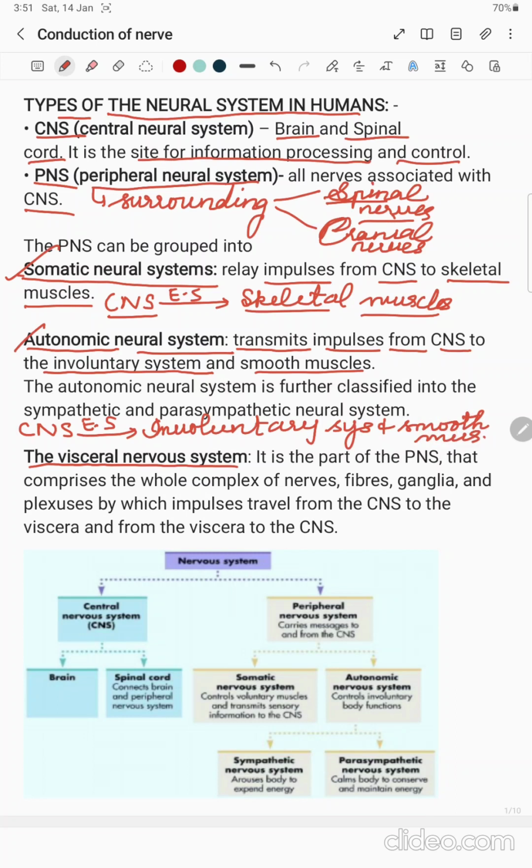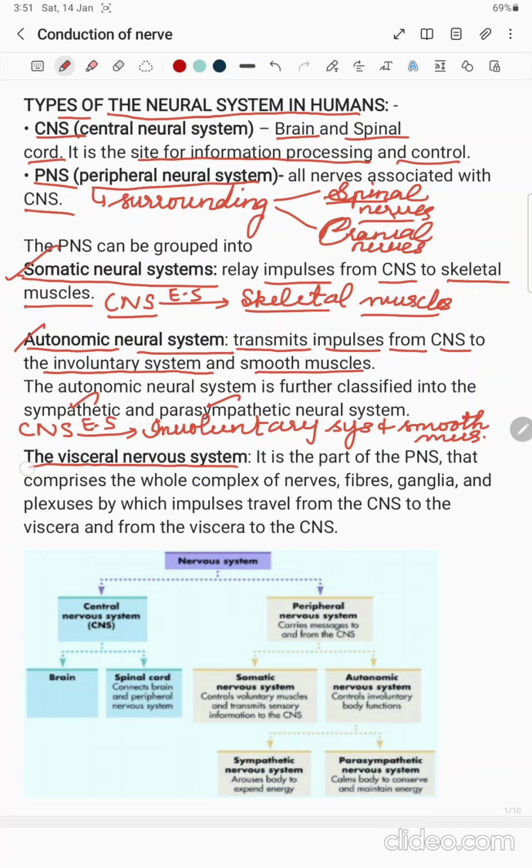Now this autonomic neural system has been classified into two types: one is sympathetic and the next one is parasympathetic. You have already studied the sympathetic and parasympathetic nervous system in body fluids and circulation. For example, the sympathetic neuron increases the heartbeat, and the parasympathetic neuron decreases the heartbeat. All this we have already discussed in body fluids and circulation.